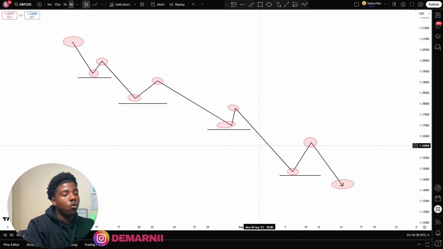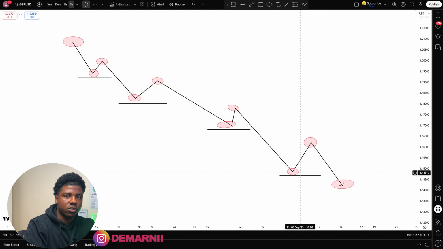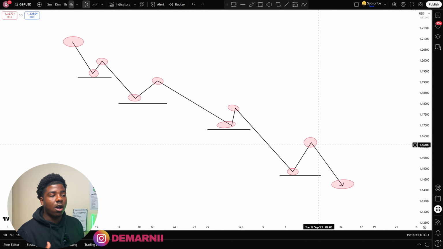All of these are called break of structures. So we have one break of structure, two break of structure, three break of structure, four break of structure. And that, like I said, in a perfect ideal world is what we'll see. Next, we'll move on to the change of character, which is how we see shifts in market structure.